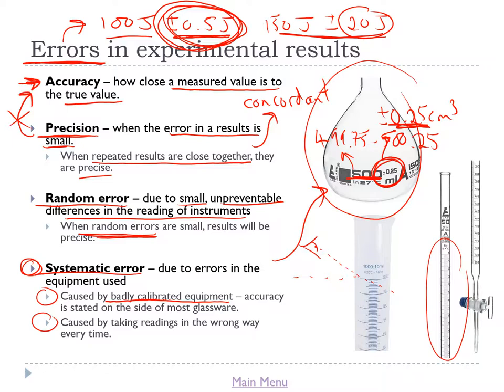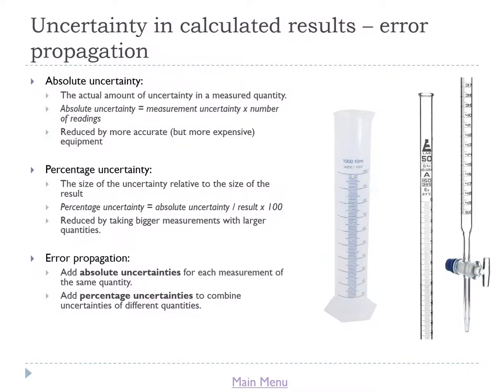So to summarize, understanding our sources of error is super important, because if we understand them, we can take them into account, and that can tell us the extent to which we can trust our experimental results. The really important thing about understanding the errors in experimental results is that if we know them, we can calculate the extent to which they affect the results that we've got. And this is something called error propagation.